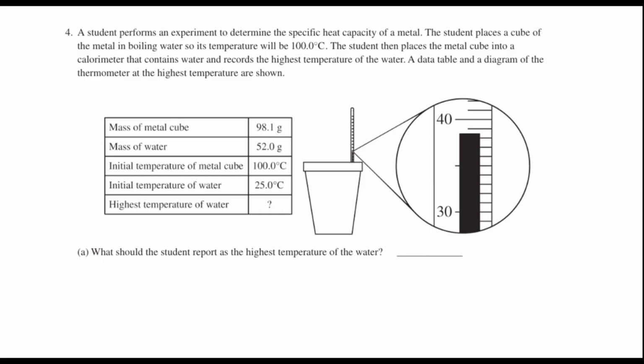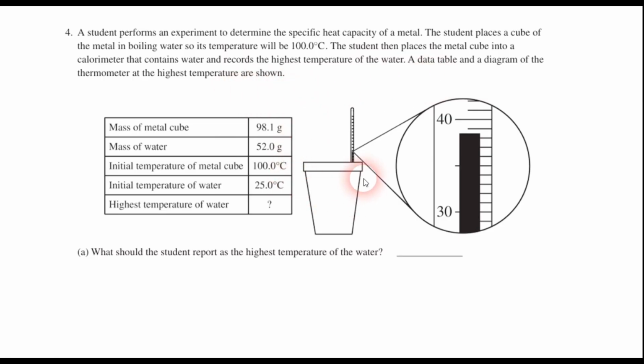Now, let's get started. Free response question 4 is a shorter question, which is worth 4 points. And here we have an experiment. It says a student performs an experiment to determine the specific heat capacity of a metal. The student places a cube of the metal in boiling water, so its temperature will be 100.0 degrees Celsius. The student then places the metal cube into a calorimeter that contains water and records the highest temperature of the water. A data table and a diagram of the thermometer at the highest temperature are shown.